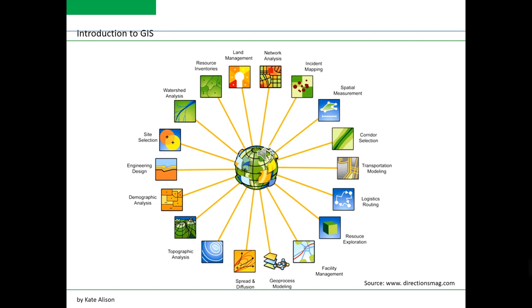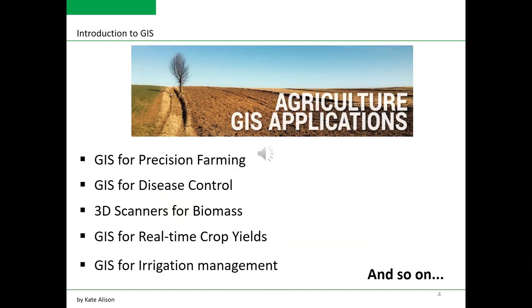As seen on this slide, GIS has numerous applications, and I would like to review some of them. My first example refers to applications of GIS in agriculture. GIS is often used to support decisions in agriculture. Some examples of such applications are the following. GIS is used for precision farming. GIS could be used to harvest more bushels per hectare while spending less on fertilizer using precision farming and software.